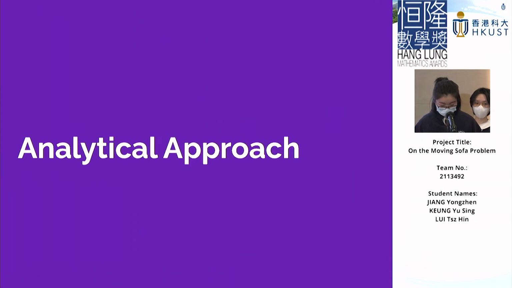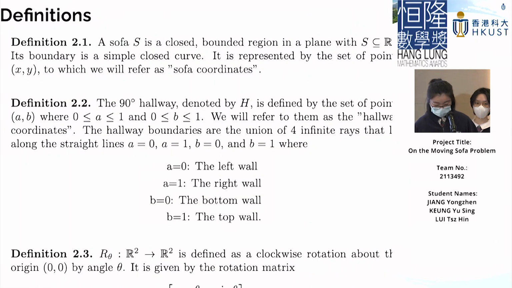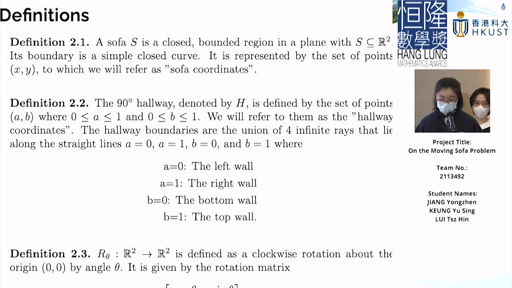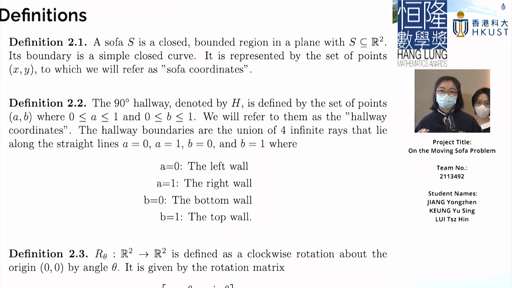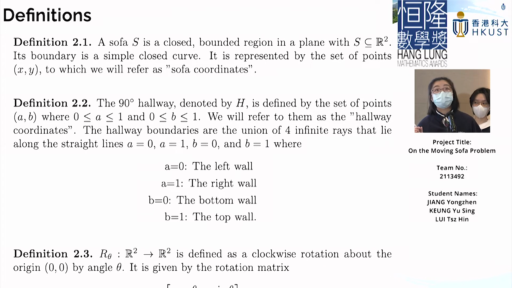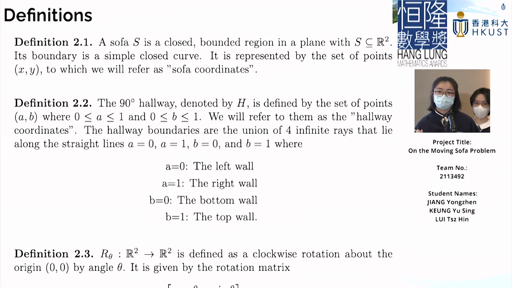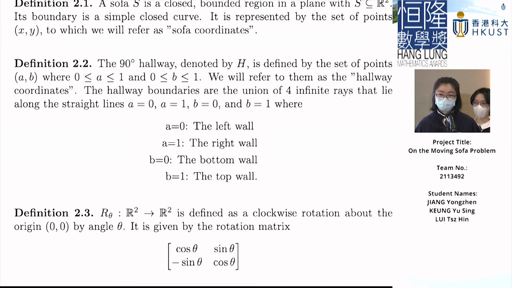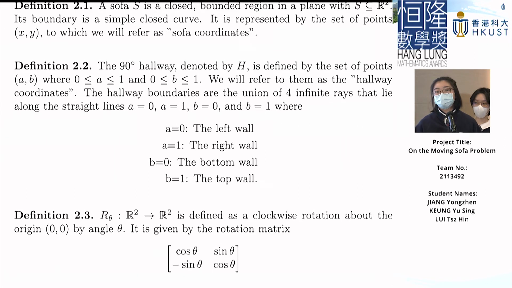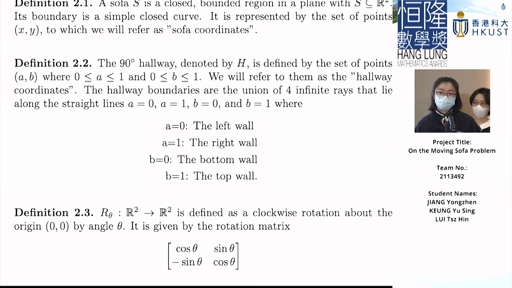So first we will have our analytical approach. So first, some definitions. The sofa S is a closed bounded region in a plane with coordinates x, y, known as the sofa coordinates. The 90-degree hallway, denoted by H, is a union of 4 infinite rays, and it is represented by the coordinates A, B, known as the hallway coordinates. So the rays are A equals 0, A equals 1, B equals 0, and B equals 1. R theta is the clockwise rotation about the origin 0, 0, which is the lower left corner of the hallway, and it is given by this matrix.